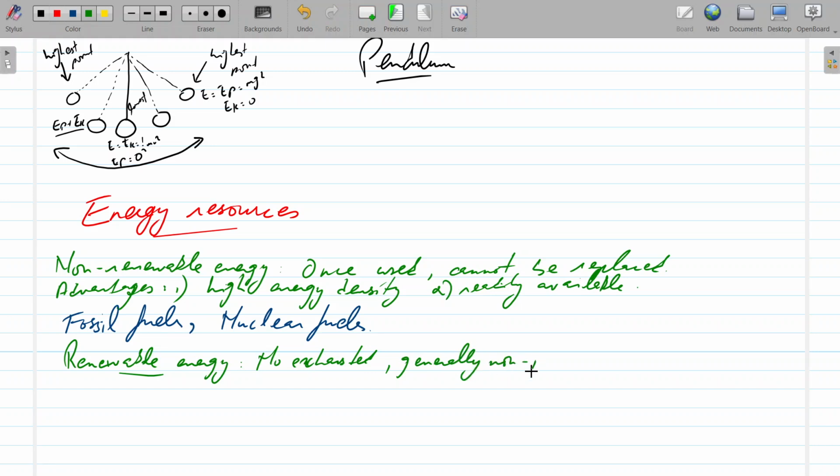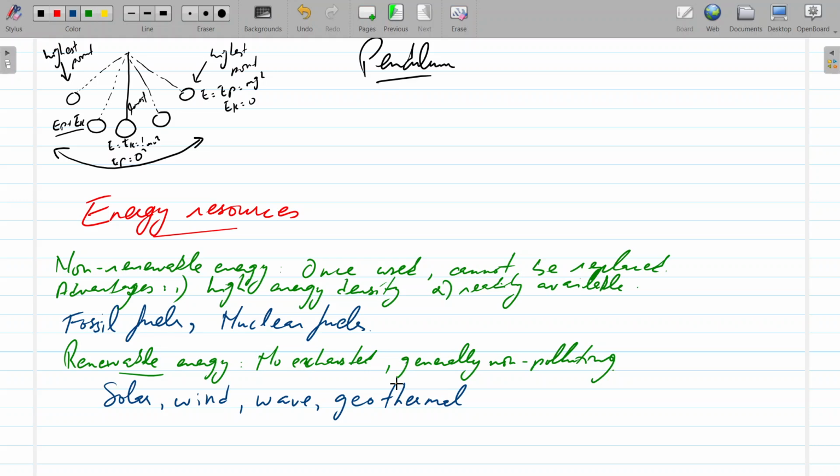Generally non-polluting. Examples of renewable energy are solar energy, wind, and what else do we have? Wave energy, geothermal. Yeah, so those are the four mentioned.